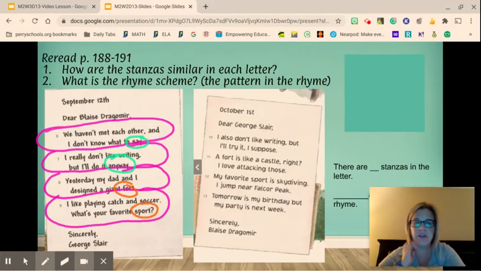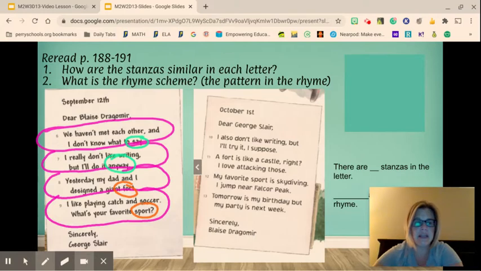October 31st, "Dear George Slayer, I also don't like writing, but I'll try it, I suppose. A fort is like a castle, right? I love attacking those. My favorite sport is skydiving. I jump near Folker Peak. Tomorrow is my birthday, but my party is next week."